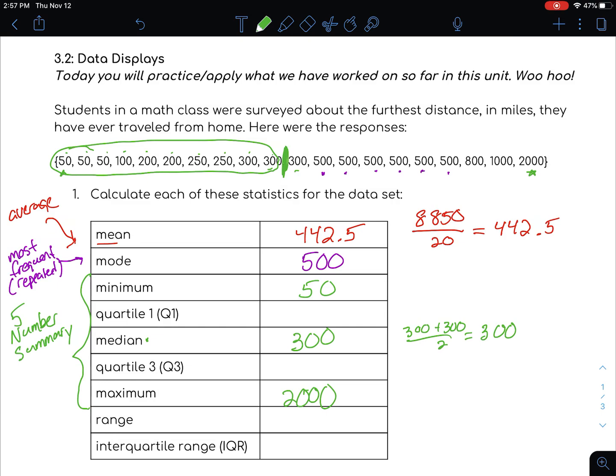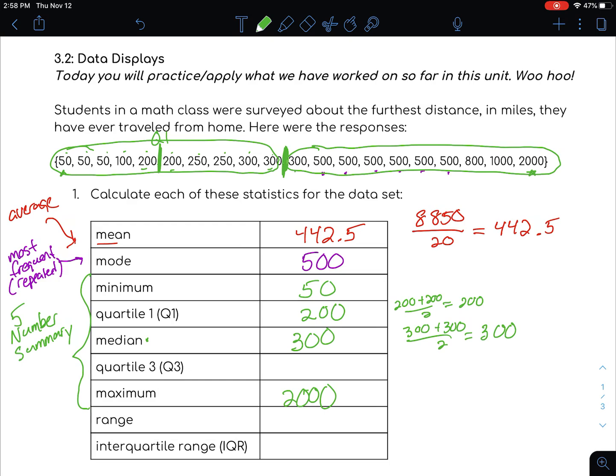And then quartile 1, or the lower quartile, remember, we take the median of the first half of the data. In this case, there are 10 numbers there. So if we look at the median of that half, again, since there's 10 numbers, that's an even amount of numbers. So it falls between the middle 2 numbers, which would be between the 5th and the 6th number. So between the two 200s here would be our Q1. Between those two 200s, 200 plus 200 divided by 2 is still just 200. So lower quartile is 200.